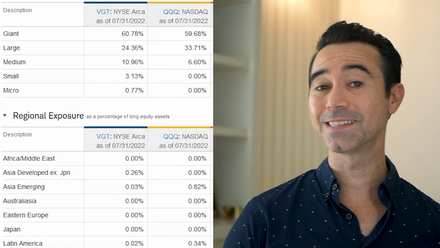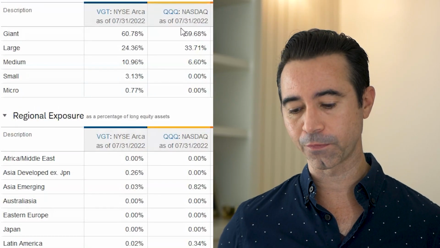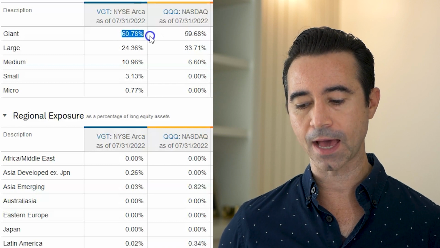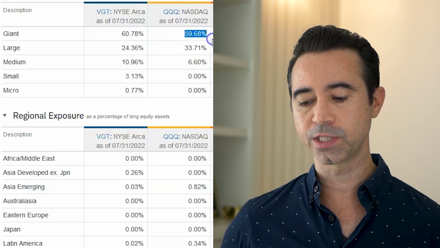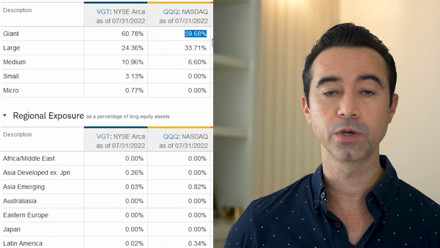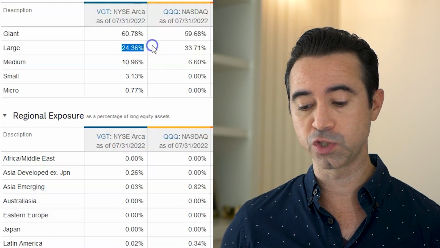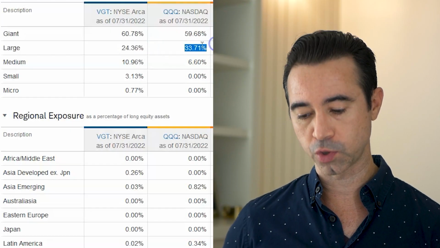In terms of the sizes of the companies inside these portfolios, the weighting of giant cap is 60% for VGT and basically 60% for QQQ. So they both have about the same amount of weighting in giant cap companies. Large cap companies, VGT has a little bit less than QQQ.